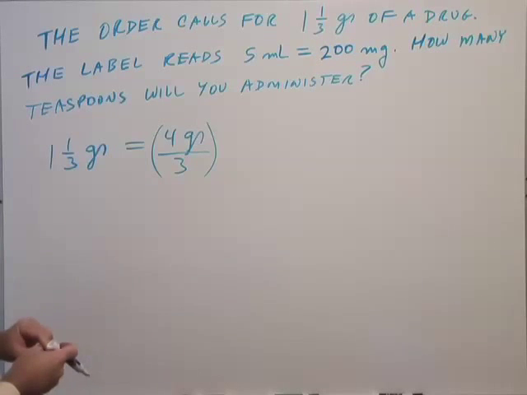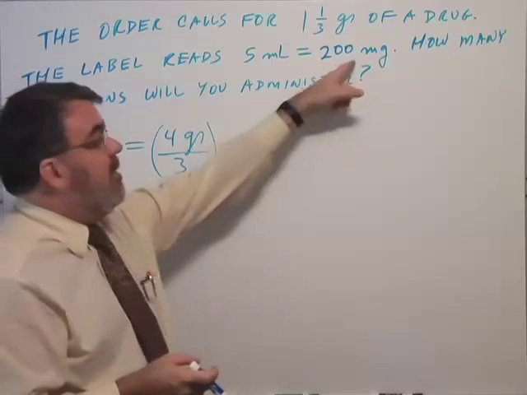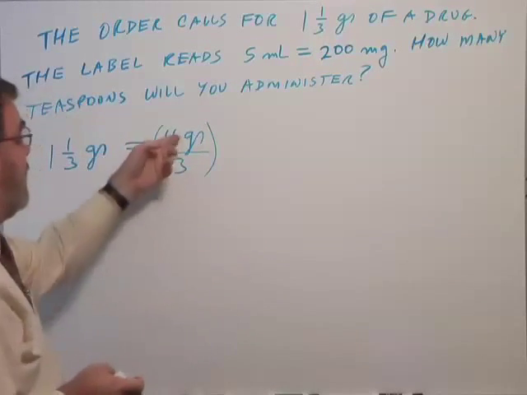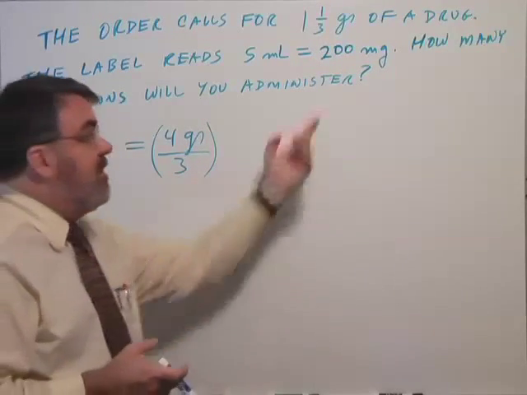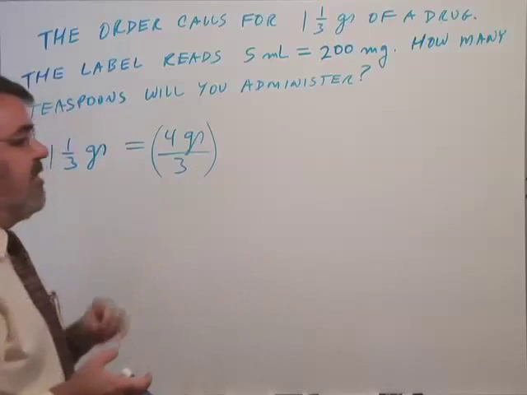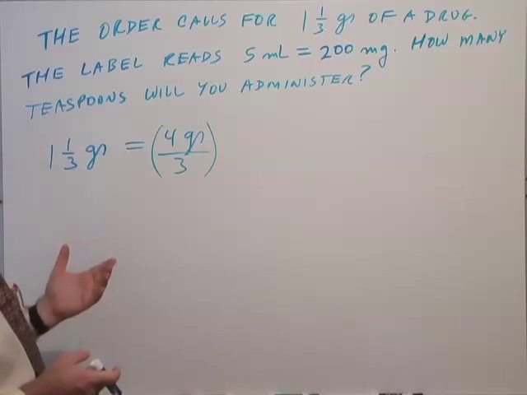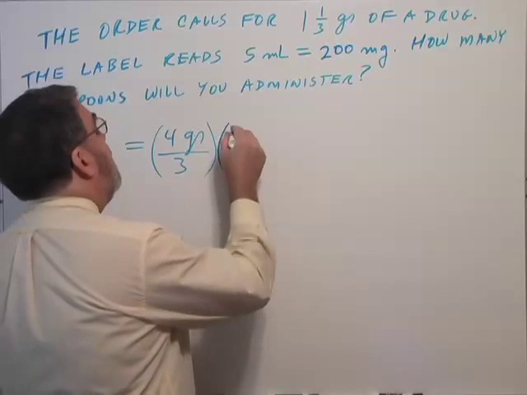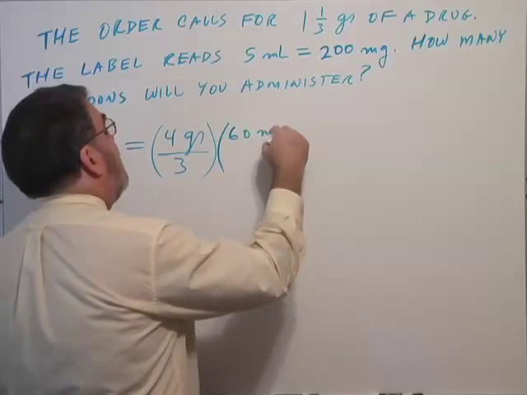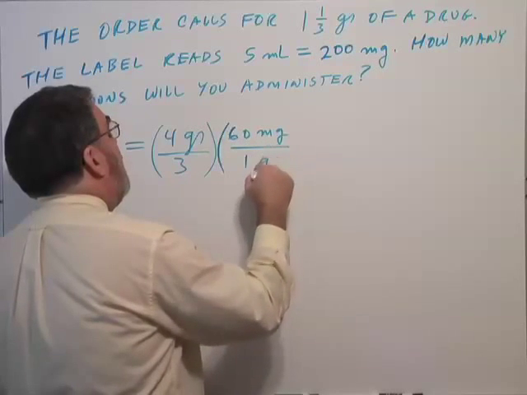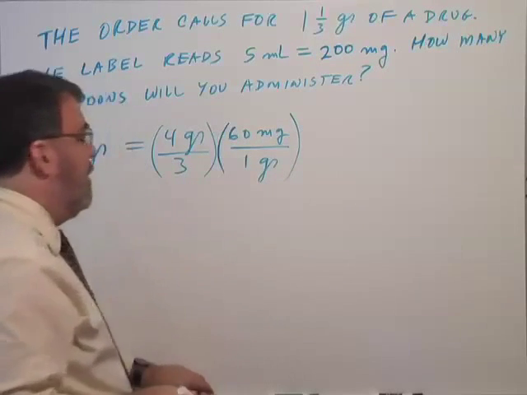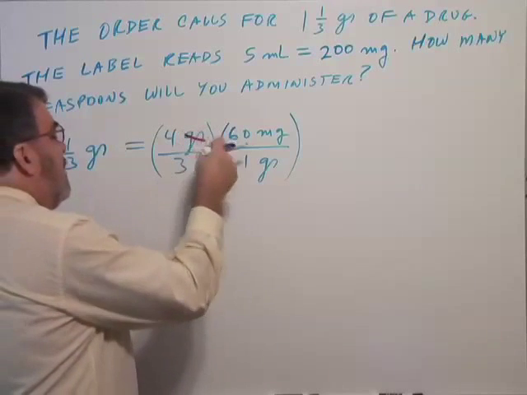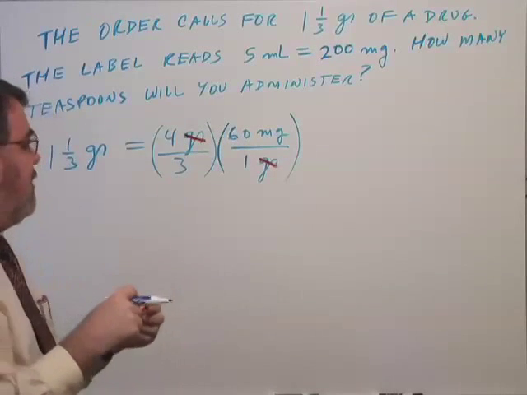And let's see, the concentration is in terms of milligrams, not in terms of grains. Remember, milligrams is the weight unit here, and grains is a weight unit. So we need to convert grains to milligrams. So what is that? 60 milligrams is 1 grain. So that takes care of grains.